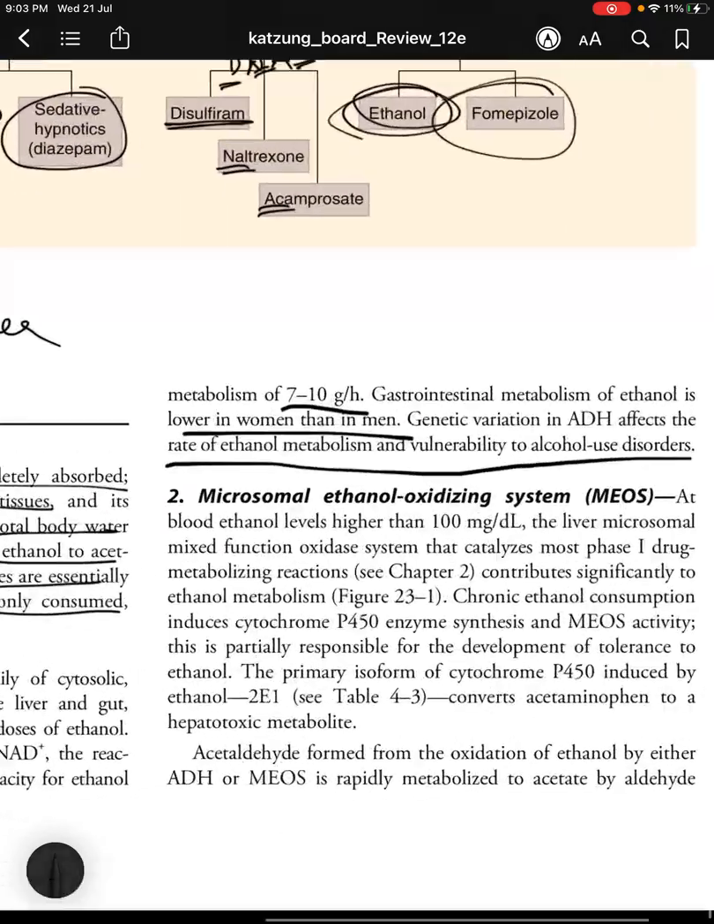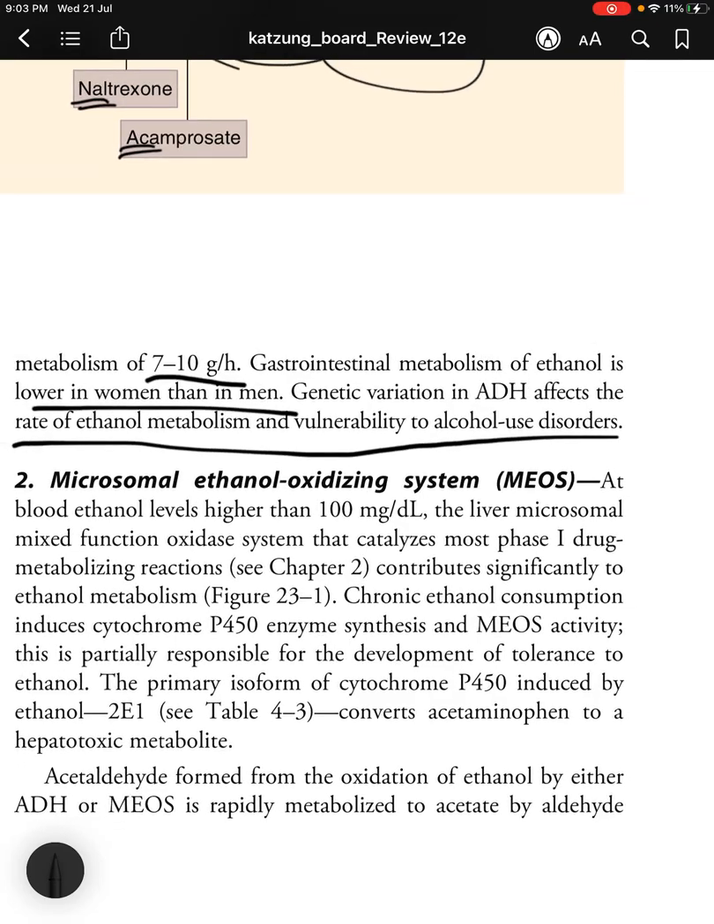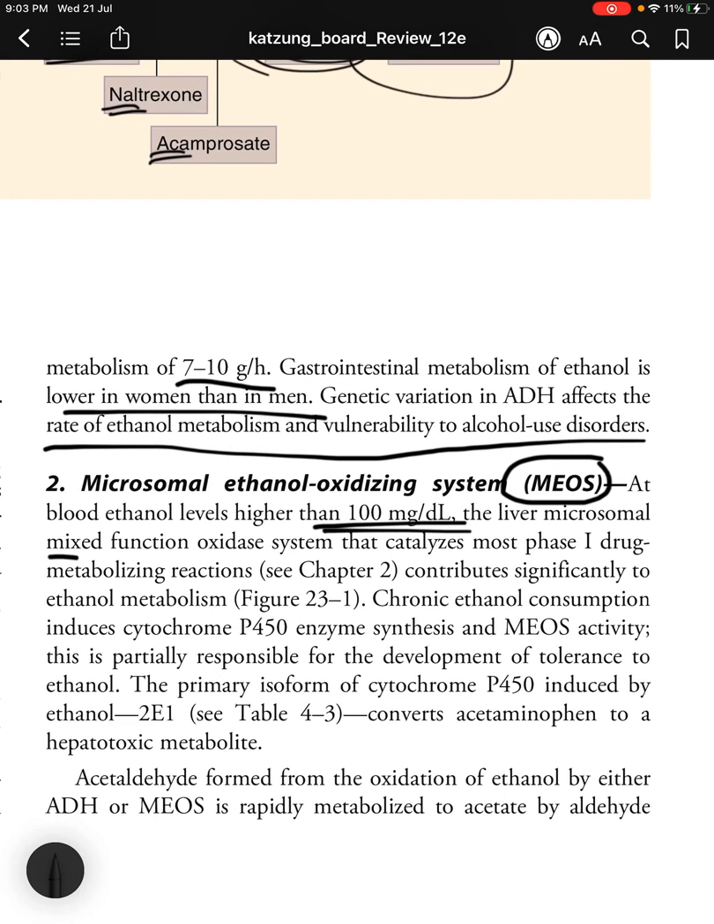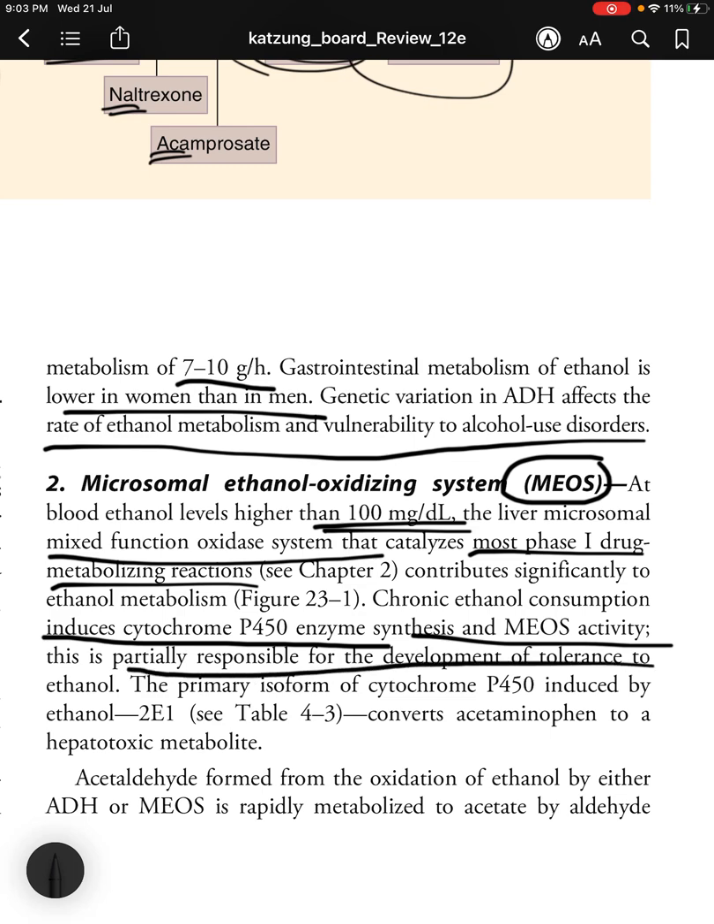And then other than alcohol dehydrogenase, you have microsomal ethanol oxidizing system or MEOS. So at blood ethanol levels higher than 100 milligrams per deciliter, the liver microsomal mixed function oxidase system that catalyzes most phase 1 drug metabolizing reactions contributes significantly to ethanol metabolism. Chronic ethanol consumption induces cytochrome P450 enzyme synthesis and MEOS activity. This is partially responsible for the development of tolerance to ethanol. The primary isoform of cytochrome P450 induced by ethanol, 2E1, converts acetaminophen to a hepatotoxic metabolite.